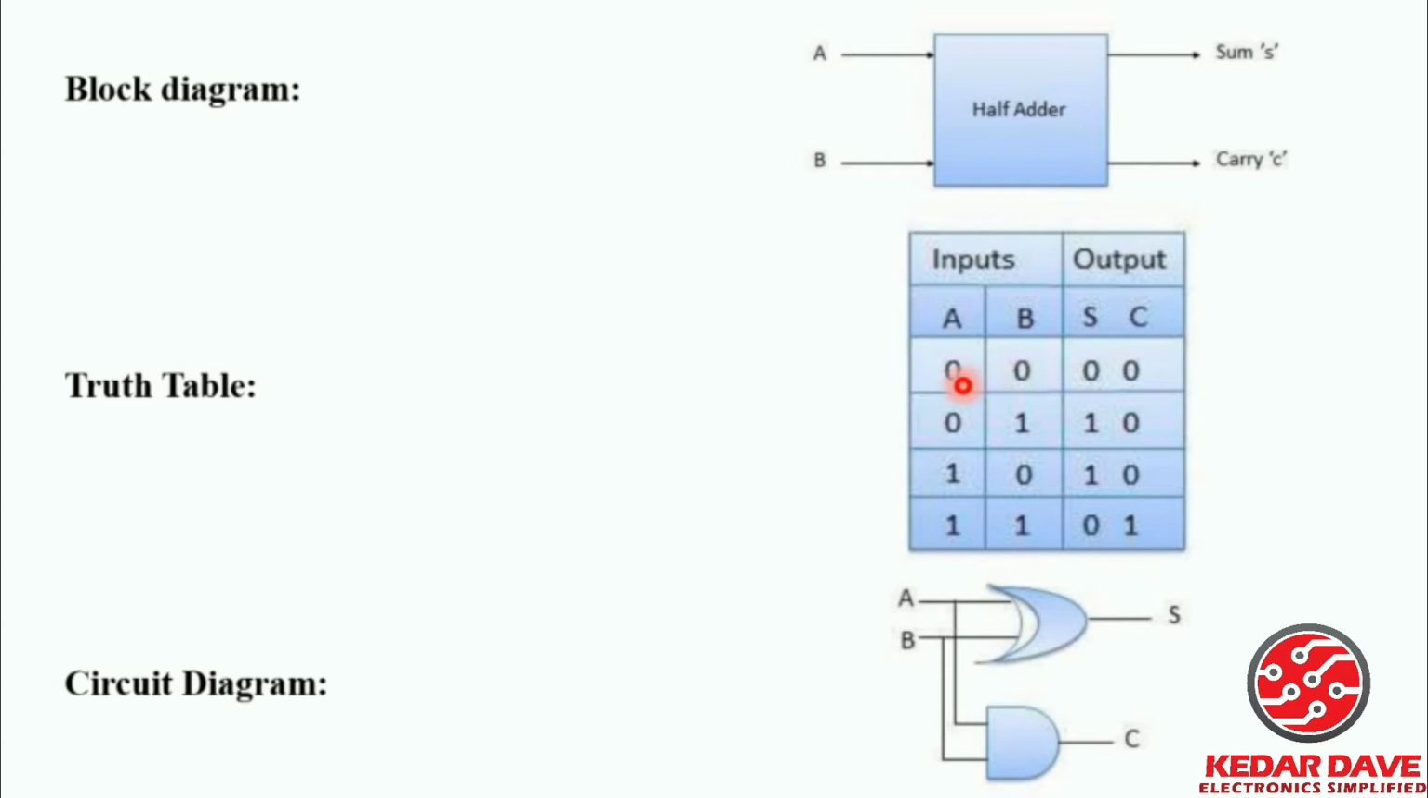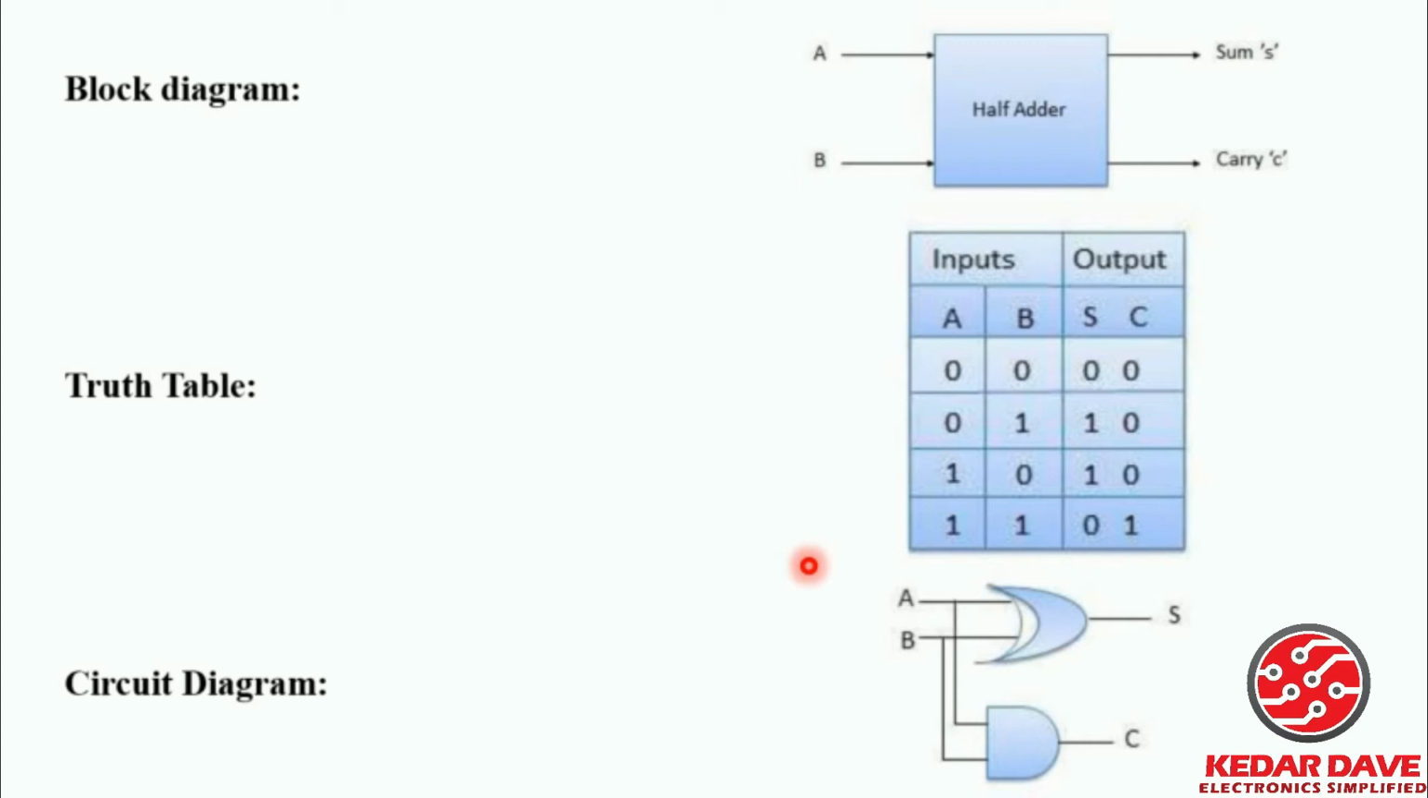So see, for the first case, 0 plus 0 is nothing but 0, and the carry will be 0. For the second case, 0 plus 1 equals 1, and the carry is 0. 1 plus 0 is also equal to 1, and 1 plus 1 equals 10, so 0 will be the sum and 1 will be the carry. That's all for this half adder, and if you get this, then you should definitely get the basic idea behind this half adder.